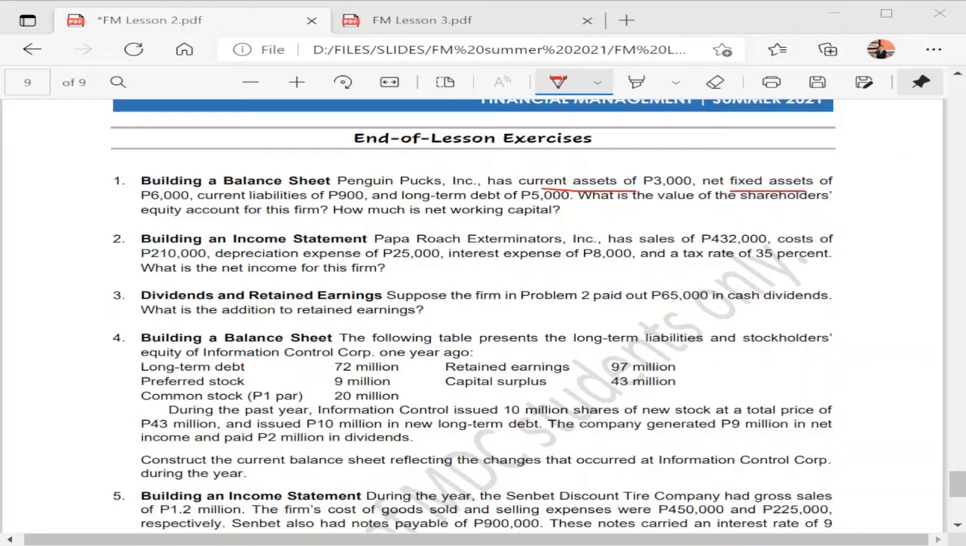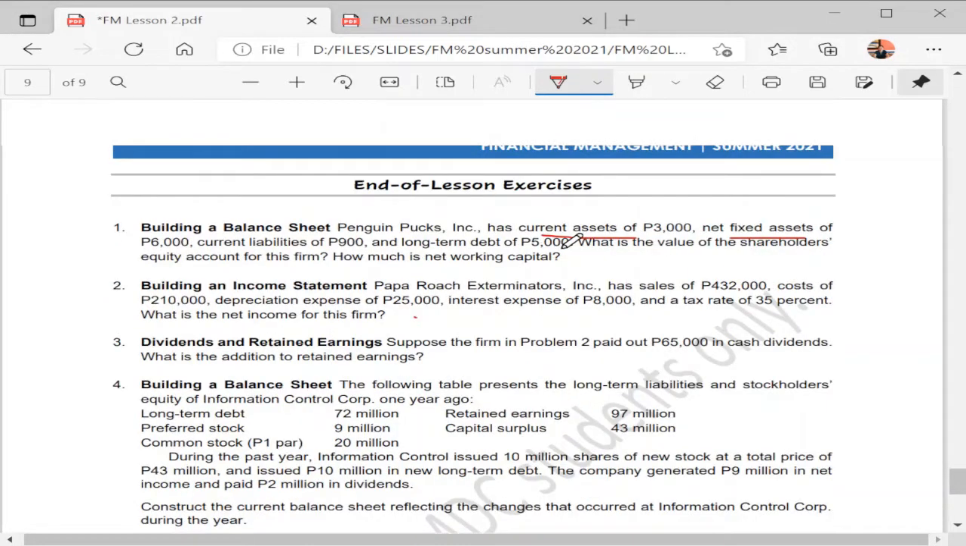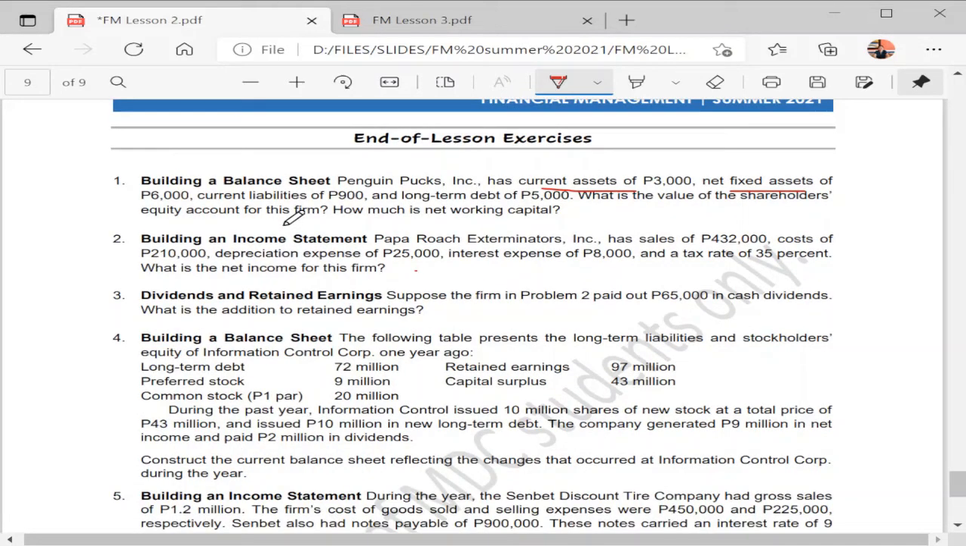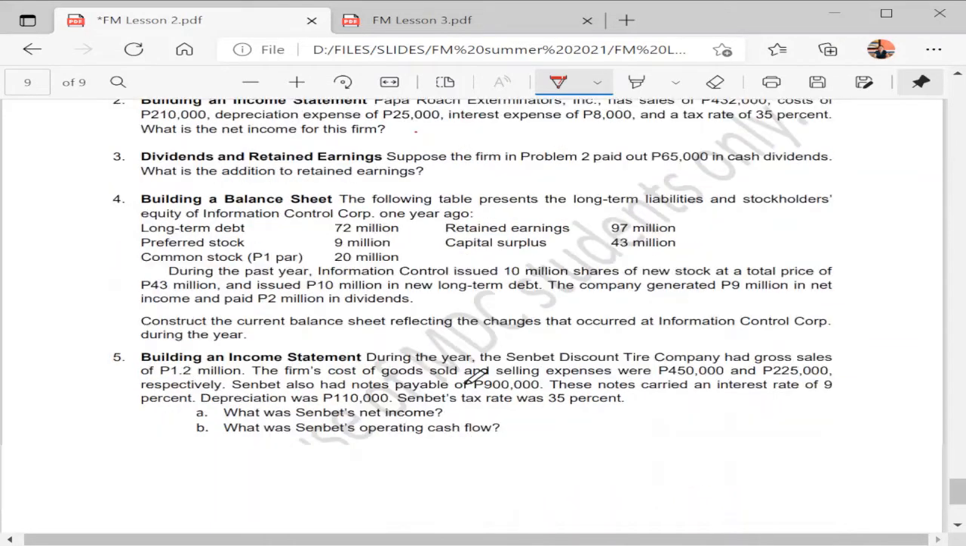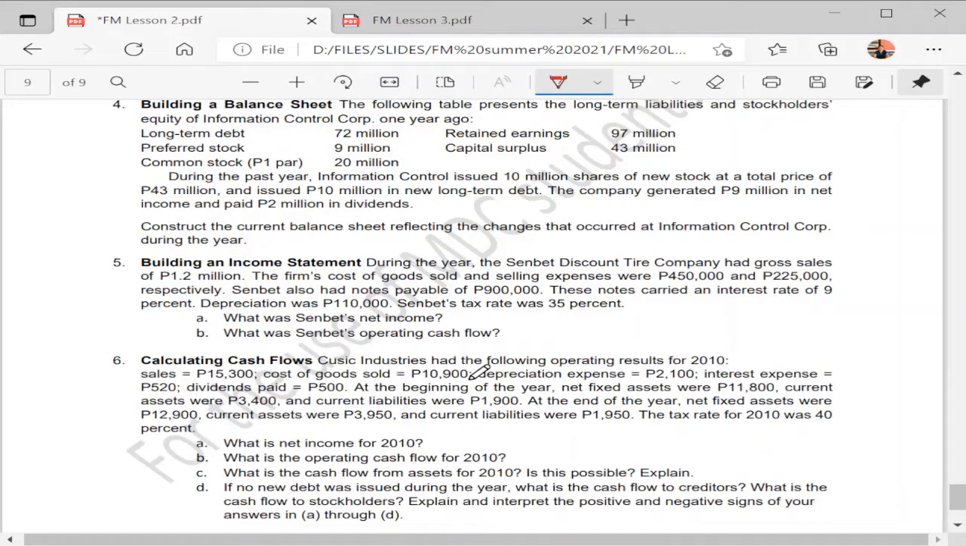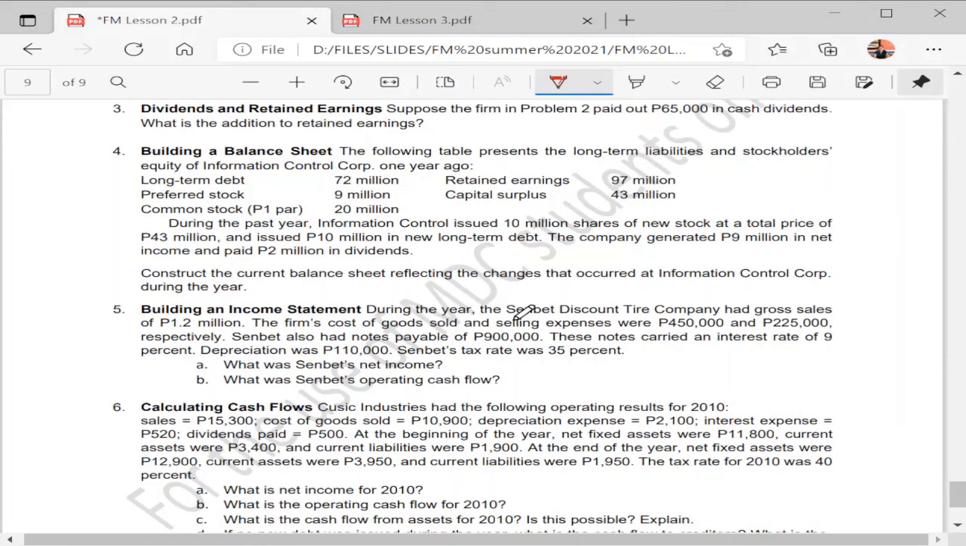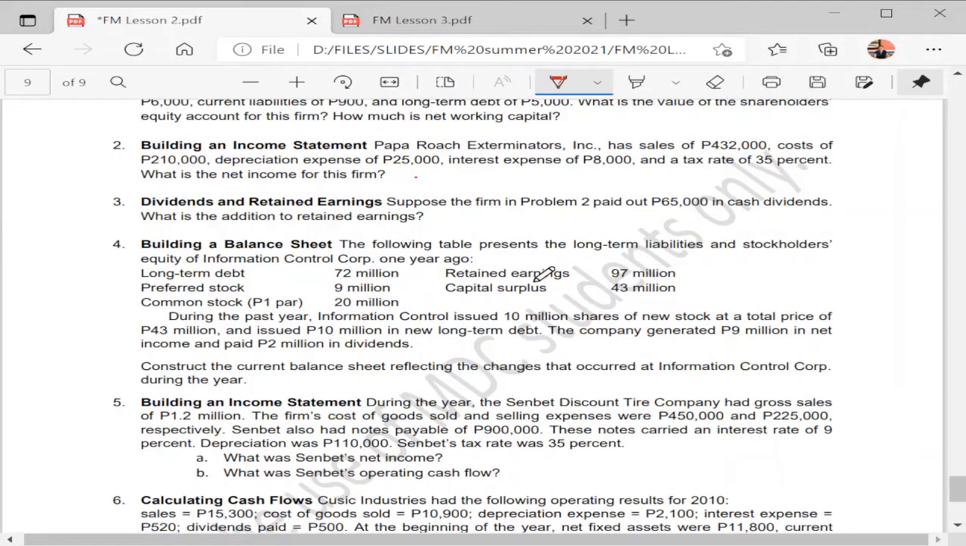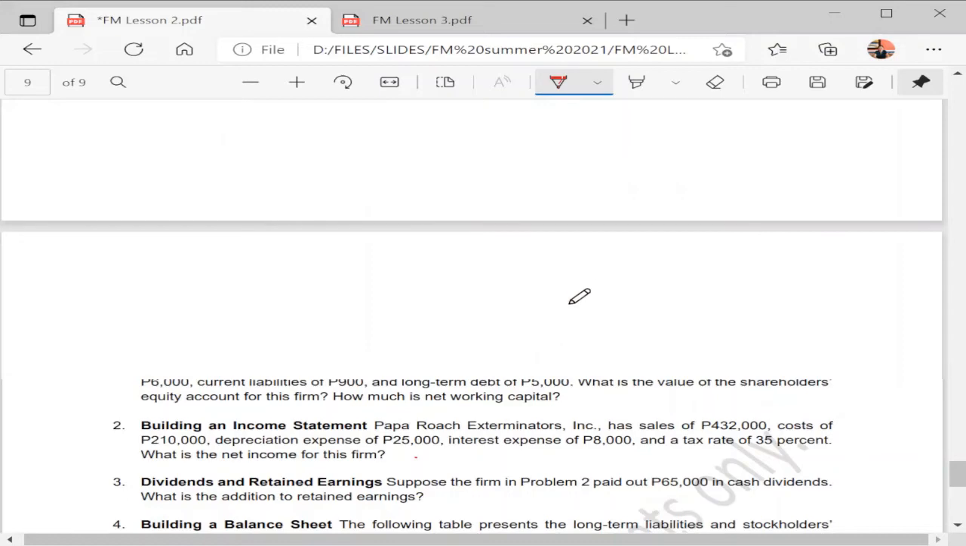So here are the problem exercises for understanding the financial statements. There are questions here for computations relating to the balance sheet, the income statement, then we also have retained earnings, the cash flow to creditors, cash flow to stockholders, and also operating cash flows. The first problem deals with the balance sheet.